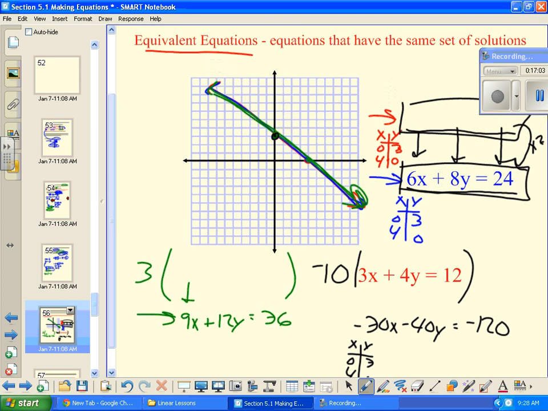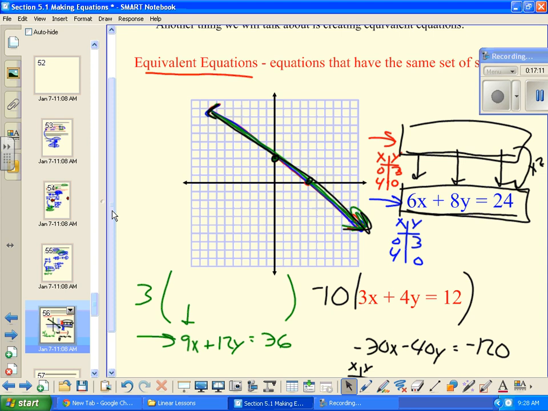And what do you know? It'll be (0, 3) and (4, 0). And I'll have another equivalent equation. They all fall on top of each other. So some of the problems today say make an equivalent equation of the one they give you. All we have to do is take that equation and multiply it by some factor, and we can create some equivalent equation for that one.